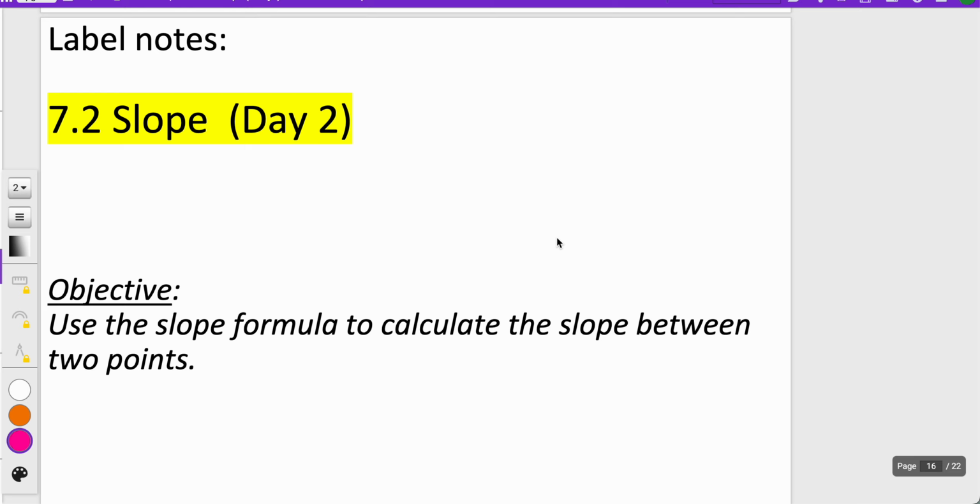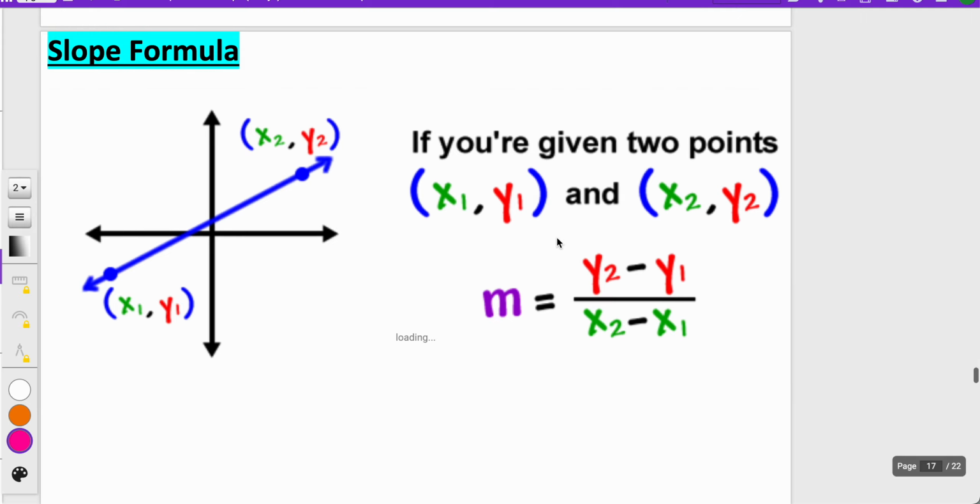Yesterday we talked about how to find slope in a graph or a table, so if you missed day 1, check that one out first. This one we're going to use that slope formula to calculate the slope between 2 points.